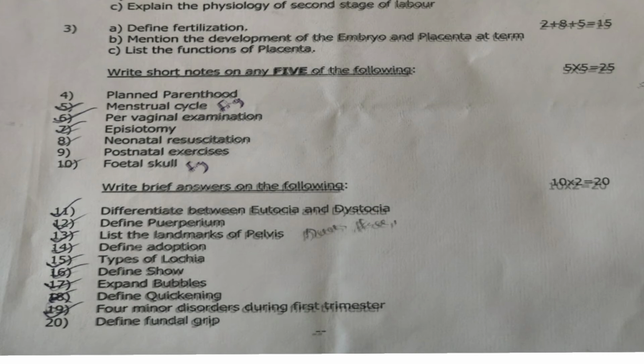Next, write brief answers on the following. These are 2 marks questions. Each question carries 2 marks equally, and there is no choice in this question series. They have given 10 questions. You have to answer all the 10 questions, and repeatedly I am saying there is no choice.